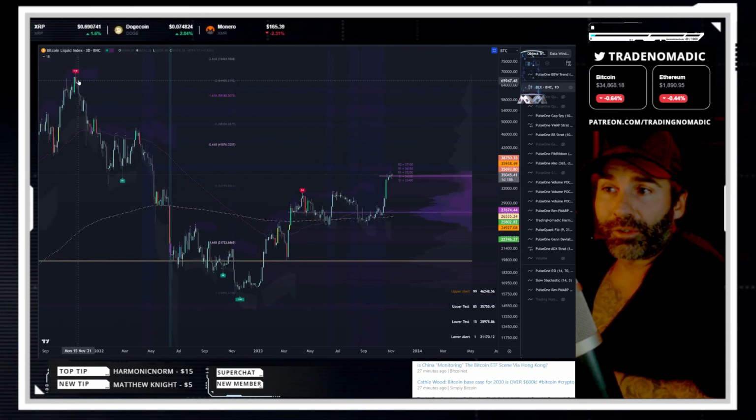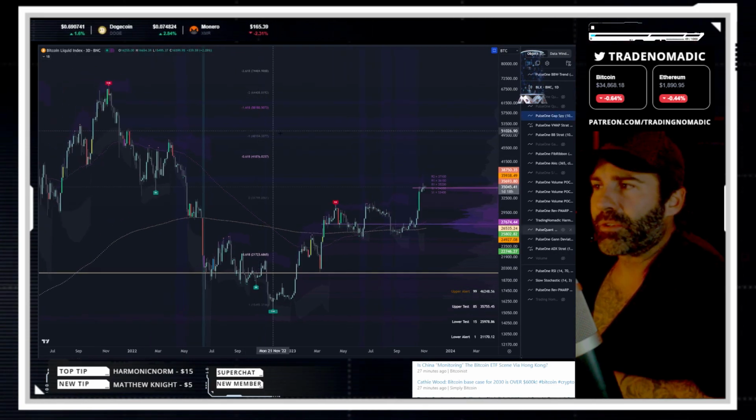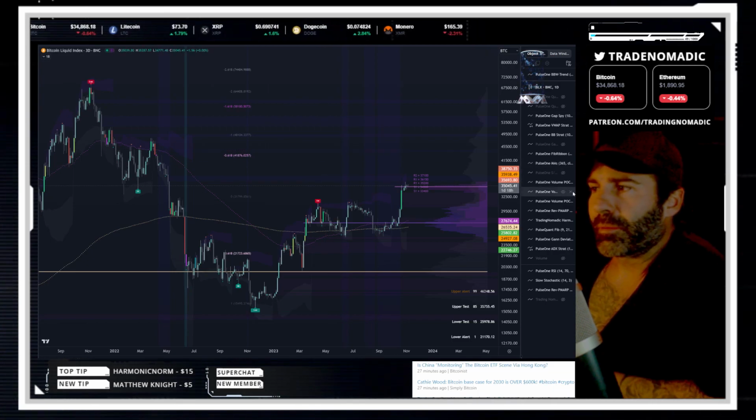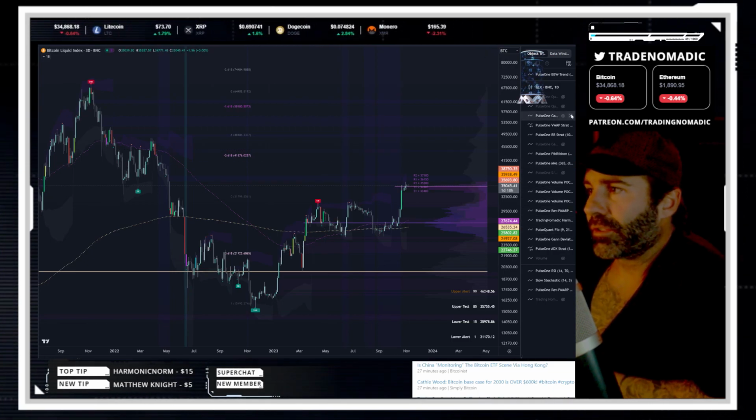the colored candles. If you see that, that's on our, that is, let me turn off some of this other stuff here first.